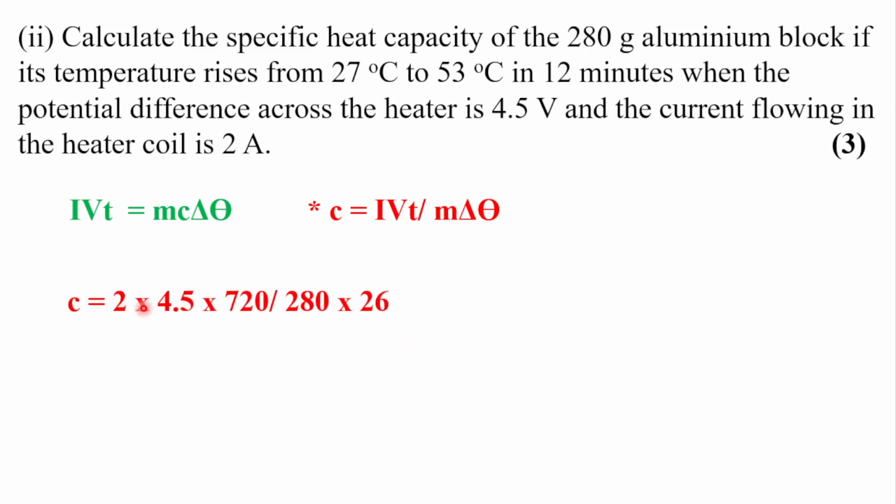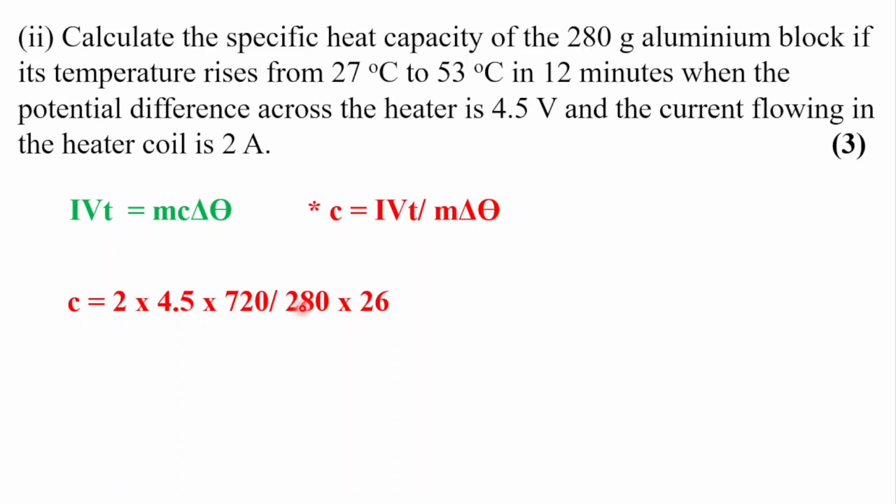So here now we have our 2, which is our current. We have our 4.5, which is our voltage. And then we have times 720. There's no 720 in this question, but guess what? We have 12 minutes. So we need to convert the 12 minutes into seconds by multiplying by 60. And so therefore we have 720 seconds.